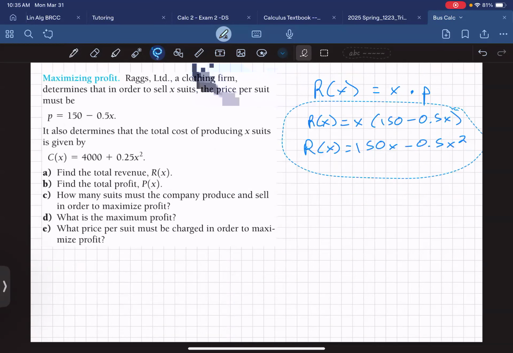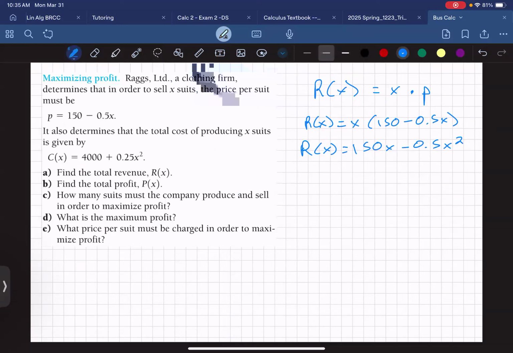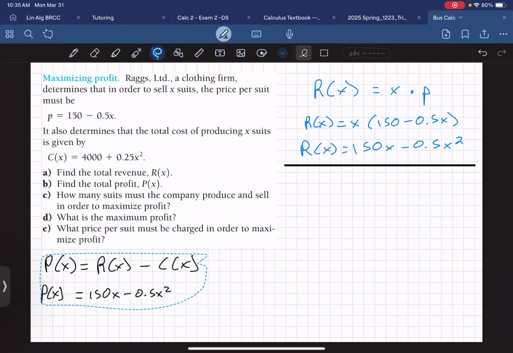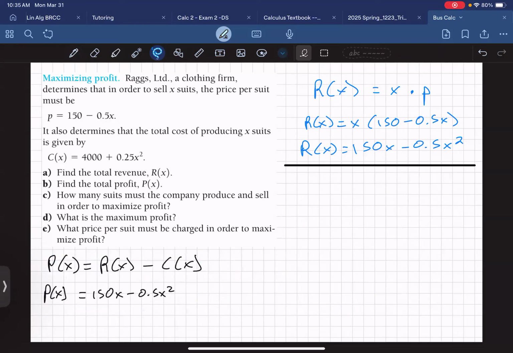So I found that first piece it wanted me to, which was to go find the revenue function. Now remember, the next piece that it wants me to find is the profit. Right, so find the total profit. Make sure you remember, as we just talked about, the total profit is the revenue minus the cost. So we have the 150x minus 0.5x squared. And what we want to do now is subtract the cost from that. But just make sure, as I stated before, to put it in parentheses.